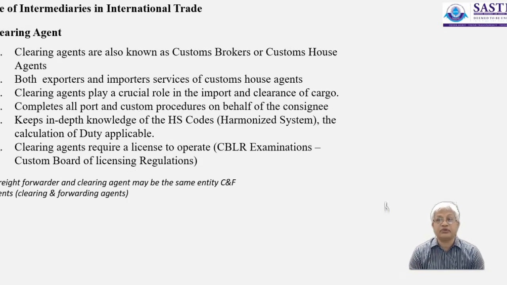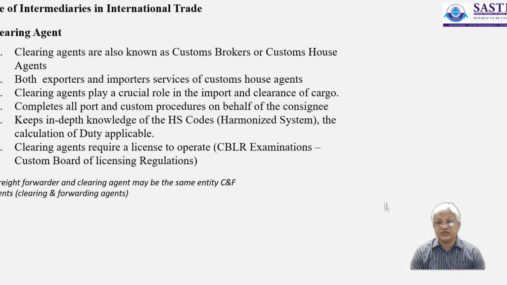Next comes what we call a clearing agent. One intermediary is a freight forwarder, the other intermediary is a clearing agent. If you combine them together, we call them a CNF agent. We'll discuss first what a clearing agent is and then see what CNF means. A clearing agent is also known as a customs broker or customs house agent. They are a very distinct unit, and very important entities.